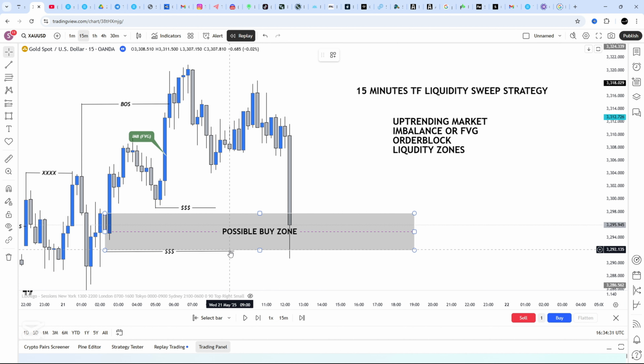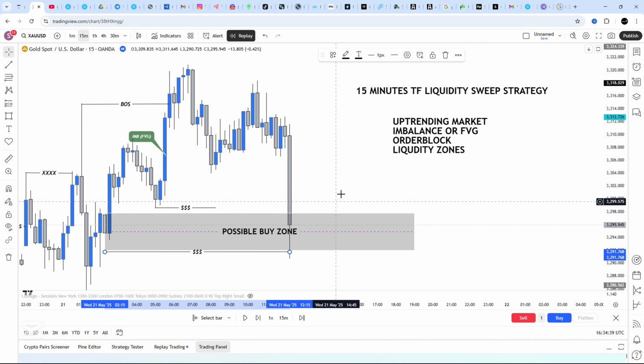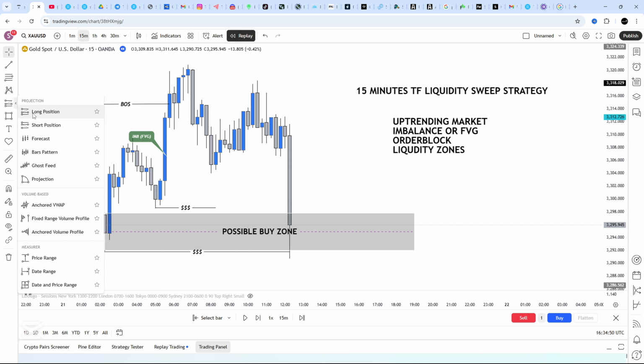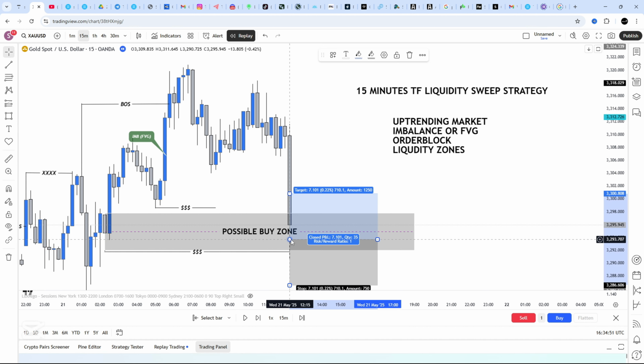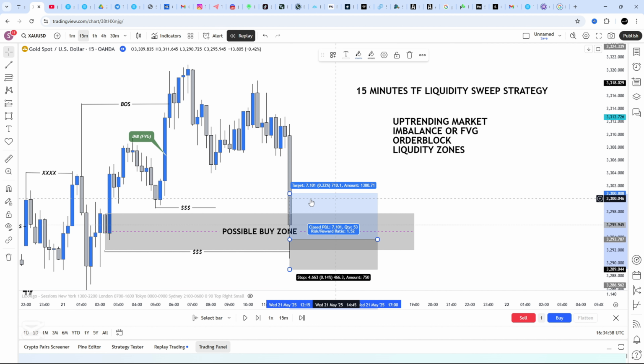Good. Now the market came and swept this lower liquidity. I think you can see this is the lower liquidity that the market took. And someone had to enter exactly maybe in between here or here at the end of this zone. And then you put your stop loss somewhere near there. You have to first test the waters before you go in. So you can put your stop loss somewhere here. And this is an aggressive entry.